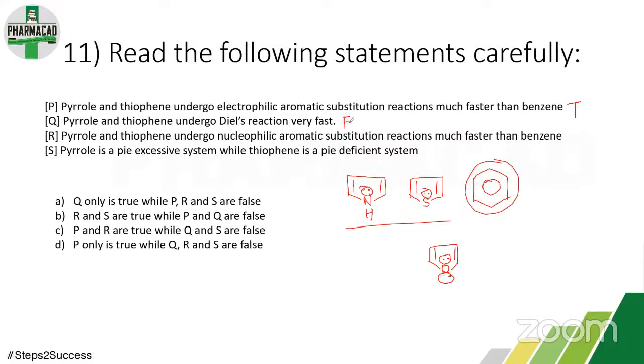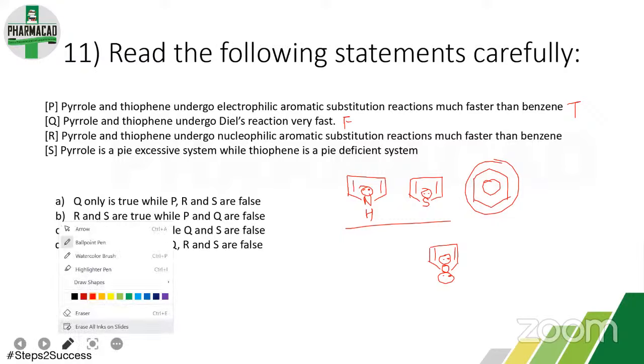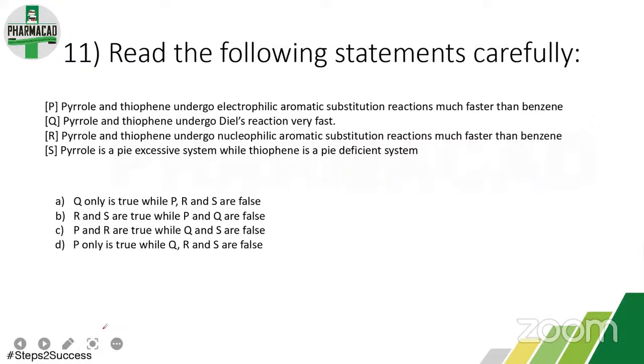Third, pyrrole and thiophene undergo nucleophilic aromatic substitution reaction much faster than benzene. See, pyrrole and thiophene, both of them are themselves nucleophiles. So no chance of nucleophilic aromatic substitution. So this statement is also false.